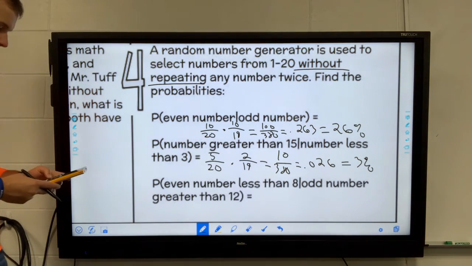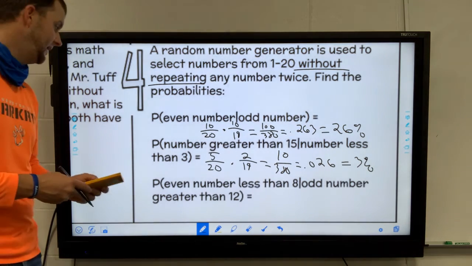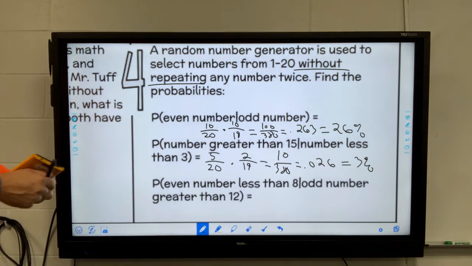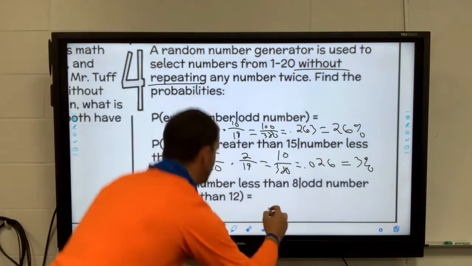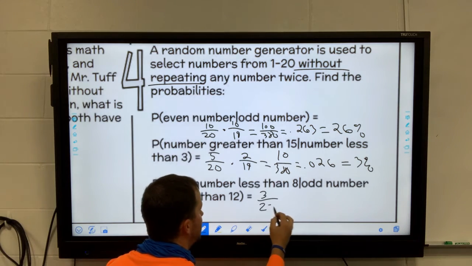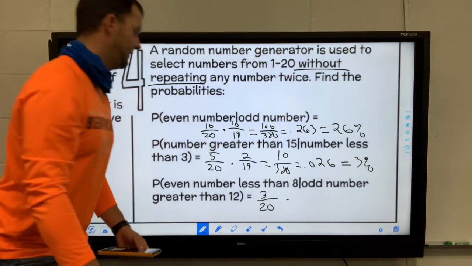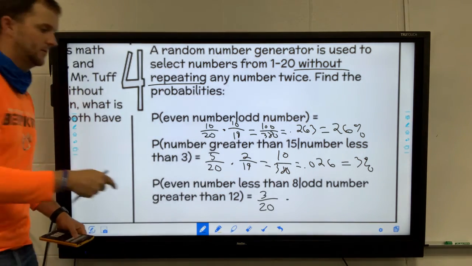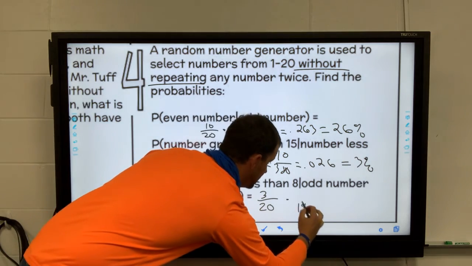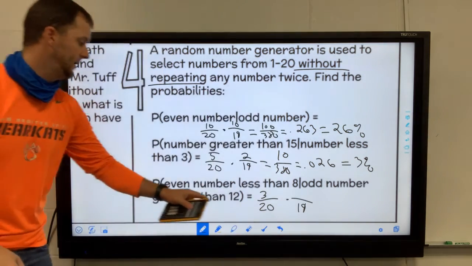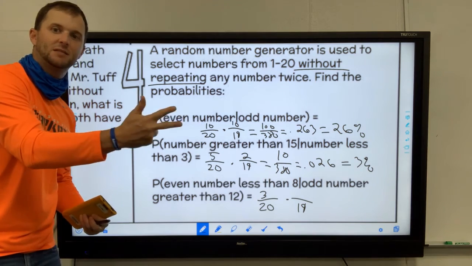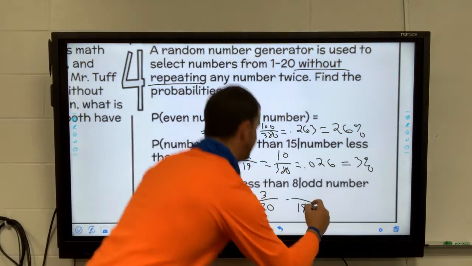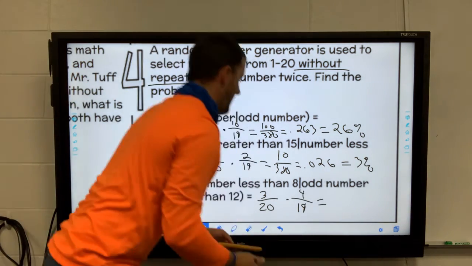Now let's look at the last one. So the last one says getting an even number less than 8. So there's 2, 4, 6. Those are 3 numbers that are less than 8. So there's a 3 out of 20 chance of me getting that number. And then remember, I'm taking that number out. So that means there's only 19 numbers left. Now what's the probability of me getting an odd number greater than 12? So we got 13, 15, 17, and 19. So that's 4 out of 19 chance of that happening.